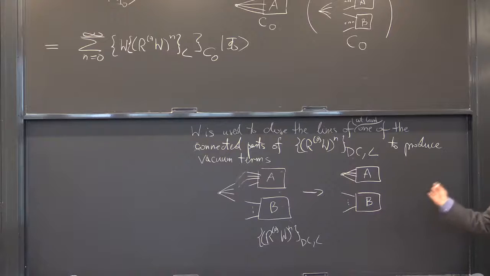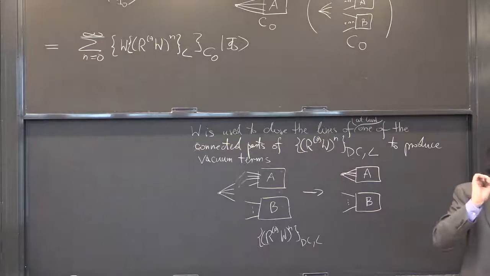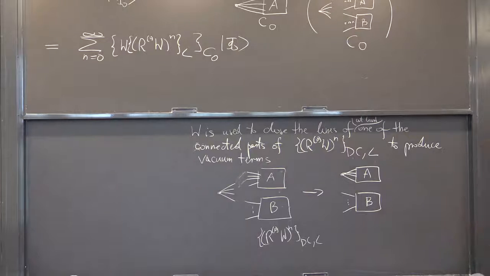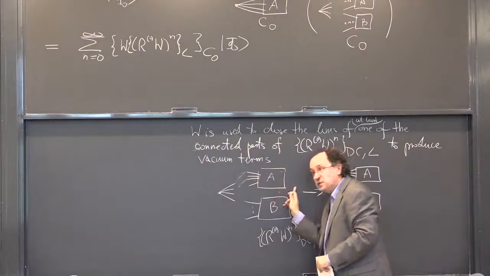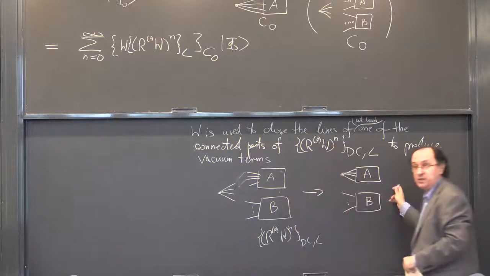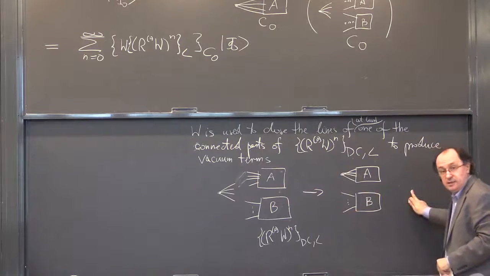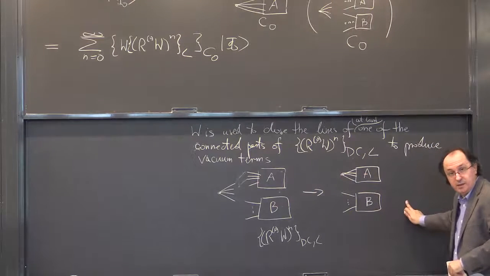Okay, so here we are now, to summarize, in the previous case we used W to close all the lines. Now we're closing some of the lines, but we're closing them in a very specific way. We're closing them such that we are closing at least one of the connected pieces to produce a vacuum piece. Well, what is the result then? Well, this is an unlinked diagram.